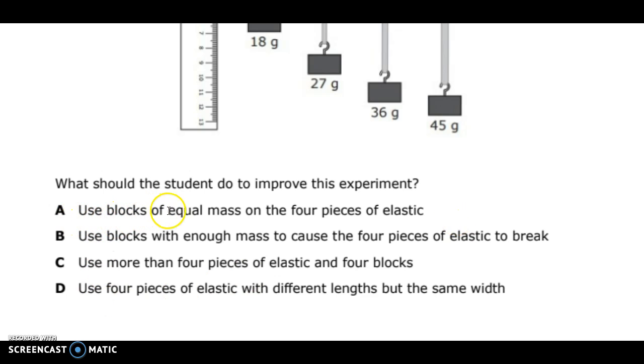A, use blocks of equal mass on the 4 pieces of elastic. B, use blocks with enough mass to cause the 4 pieces of elastic to break. C, use more than 4 pieces of elastic and 4 blocks. D, use the 4 pieces of elastic with different lengths but the same width.